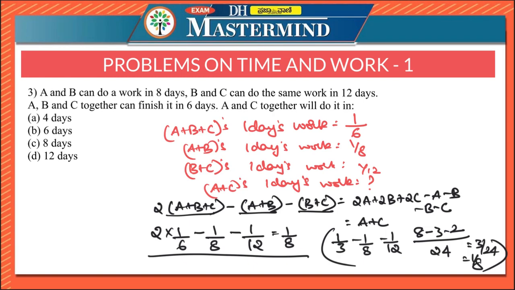So in how many days will A and C together be able to complete the work? If it is 1 by 8 of work in 1 day, it's nothing but the reciprocal of 1 by 8, that is 8. Therefore, A and C together will complete the work in 8 days. Here the right option is option C, 8 days.